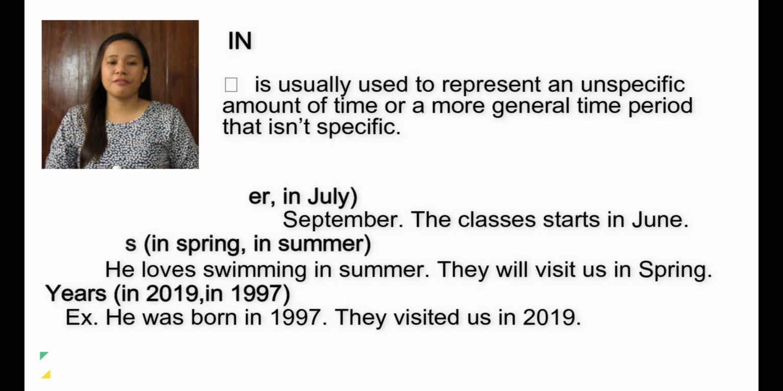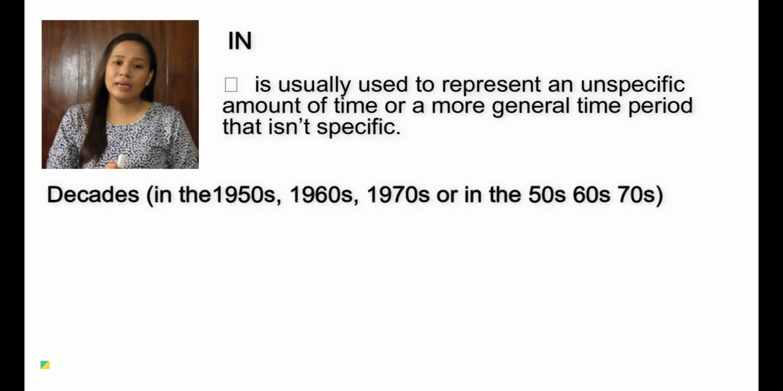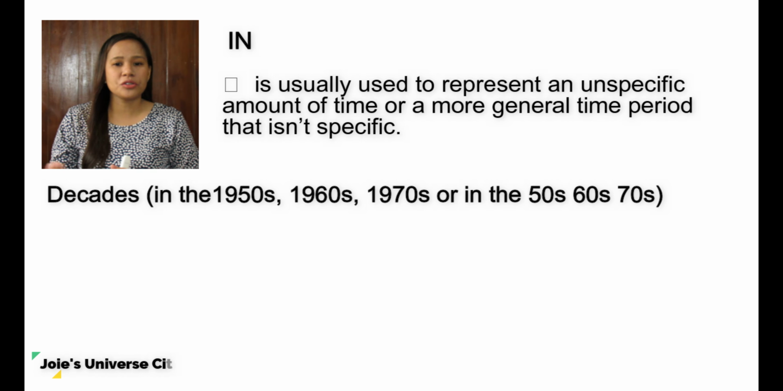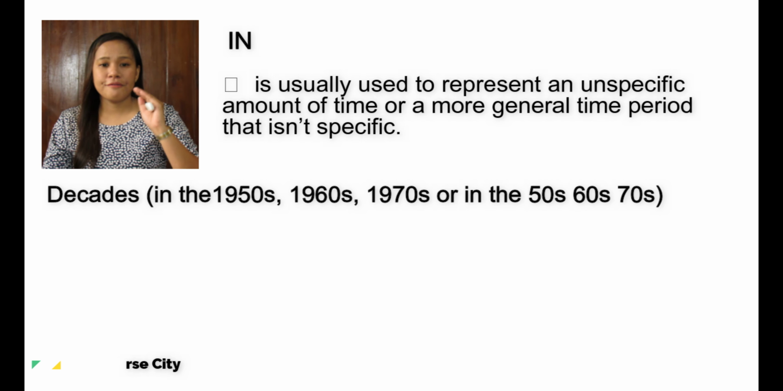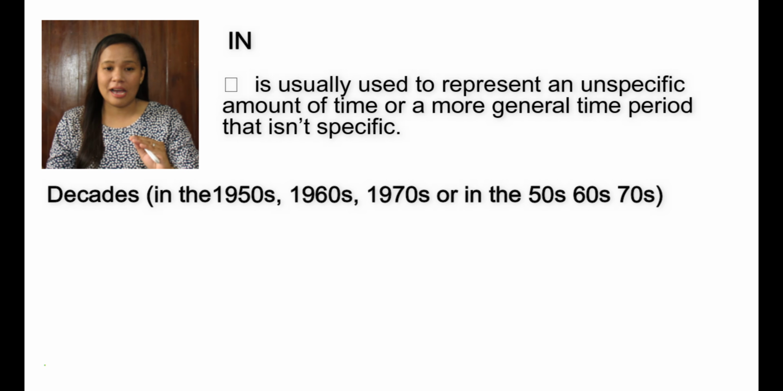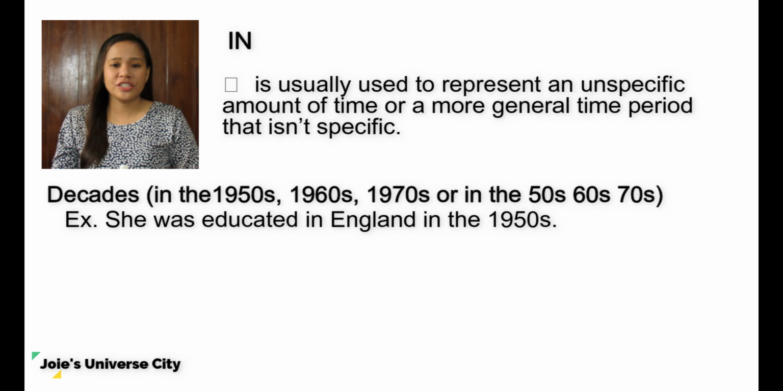Another, we also make use of in when we are talking about decades. So, pag sinabi po nating decades, ito po yung 10 years na tinatawag. That's why we would say in the 1950s, in the 1960s, or simply in the 50s, or in the 60s. Yun po ang shortcut ng 1950s, magiging 50s na lang po siya. Now, example of this one would be, she was educated in England in the 1950s.